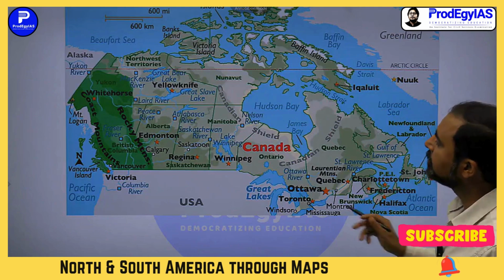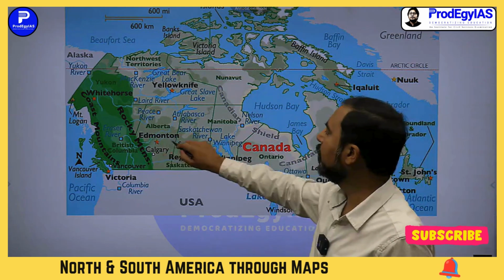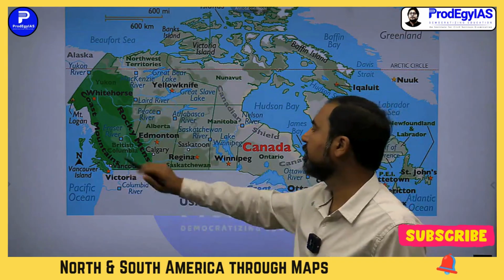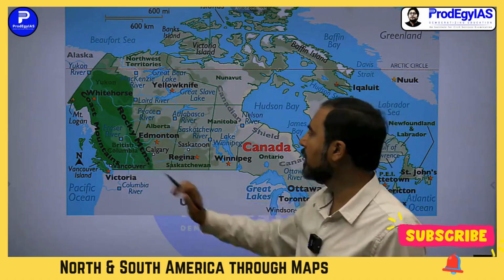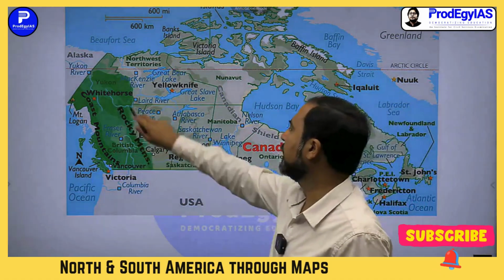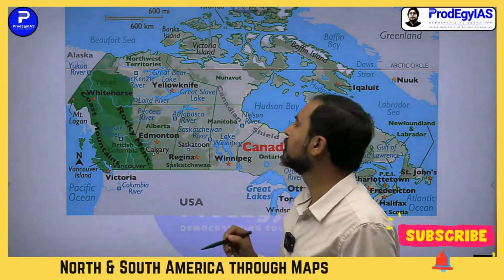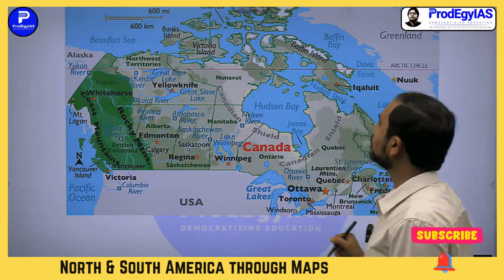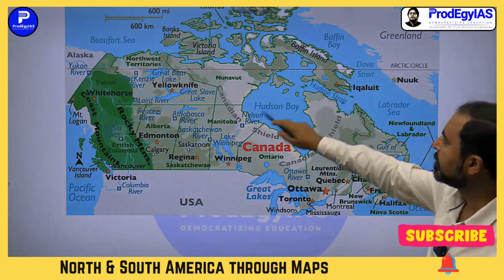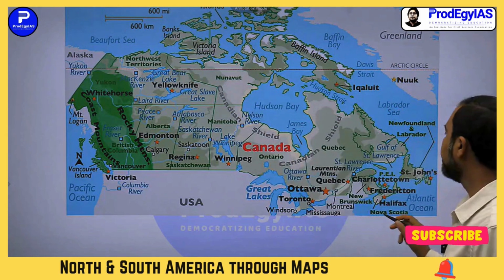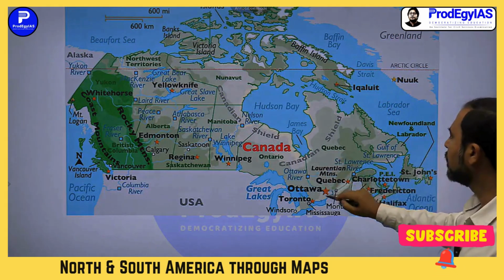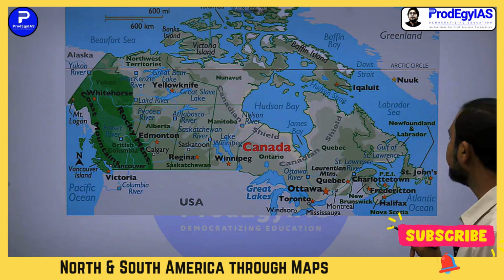Important cities which are in bold, like Edmonton, Yellowknife, Regina, Winnipeg. Here Vancouver, Victoria as well. Right? Important mountains like this Rocky, this coast. Here, this is the Nelson River. Here, this is St. Lawrence River. This is Ottawa River, on the bank of which is Ottawa city. Right?